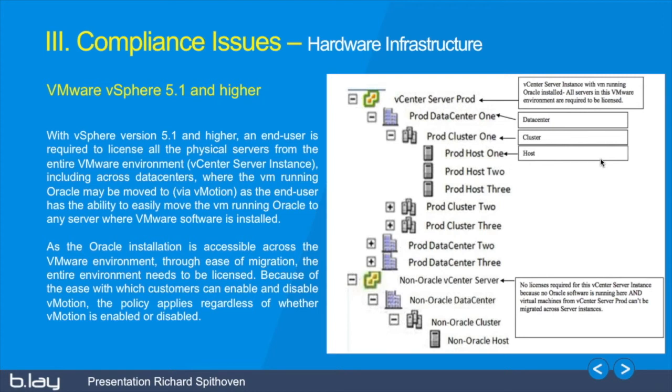To make things even worse, if you look at VMware vSphere 5.1, which is one of the versions being used nowadays by almost any customer that uses VMware, you have the opportunity as an end user to move virtual machines between clusters or between data centers within one and the same vCenter server instance. So, knowing that Oracle requires you to license the software once it is installed and/or running, Oracle would require you to license, in a VMware vSphere 5.1 or higher environment, every single core of every single physical machine of every single cluster in every single data center of one and the same vCenter server instance.